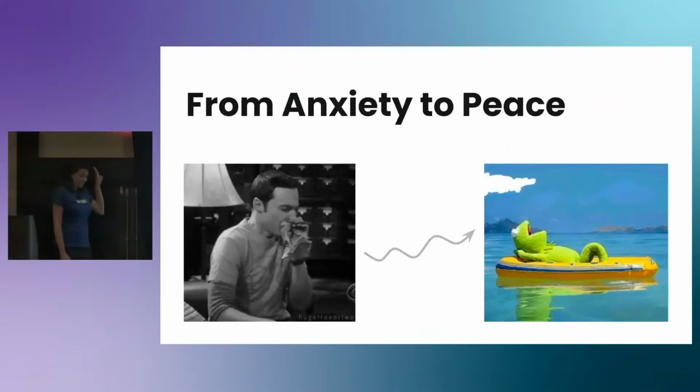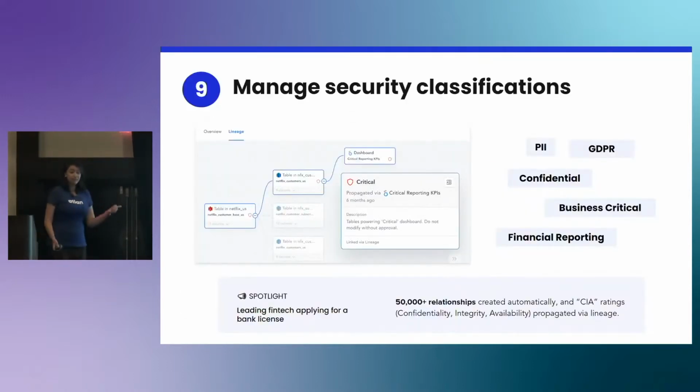My third emotion, anxiety. This was the worst emotion that I had to deal with. And so how do you actually start going from anxiety to just a state of peace and calm? First, just managing security classifications inside your org.